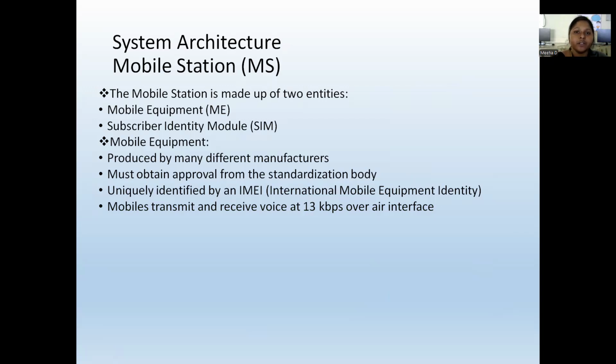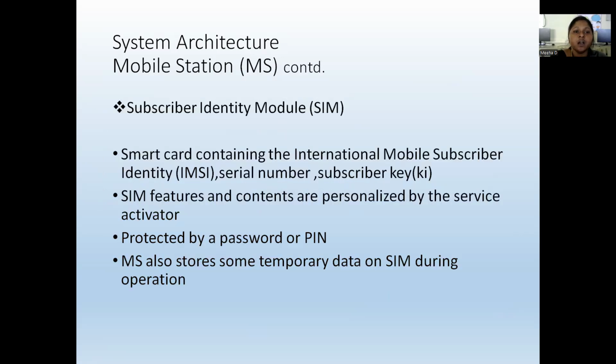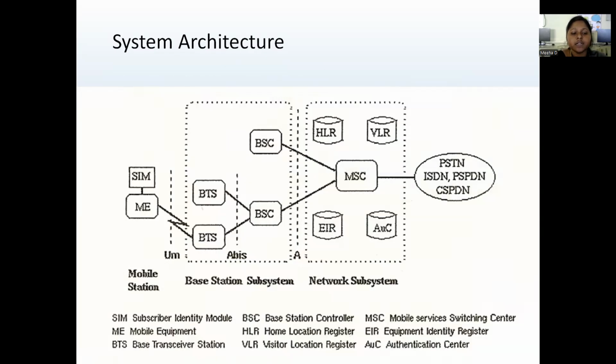So IMEI number, we know, right? Every phone of ours has a separate IMEI number. If we lose our phone, we can track it using the IMEI number. The IMEI is the International Mobile Equipment Identity. And the mobile transmits and receives voice at 13 kbps over the air interface from this mobile station. So that is the mobile station.